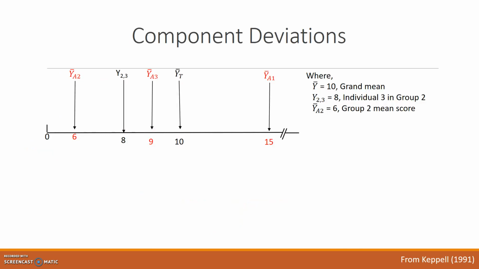And so in the previous module, in part one, we talked about the component deviations. This is the whole basis for analysis of variance, or what we call models within the general linear model.